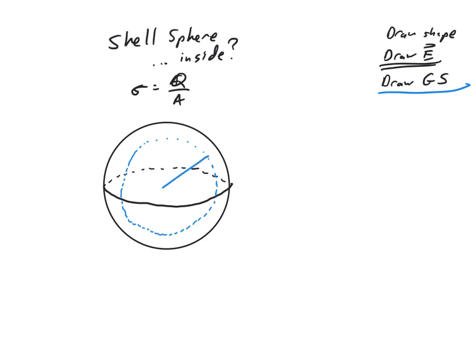where the Gaussian surface goes out to radius r, and the actual surface goes out to capital R, how much charge is actually inside that radius r? What is the Q enclosed out to a radius r? Well, none of it. Since this is a shell sphere, all of the charge is on the black lines.